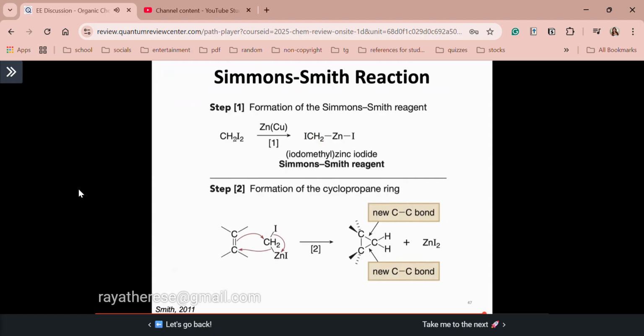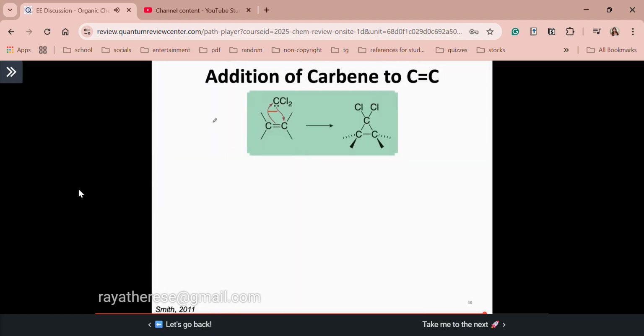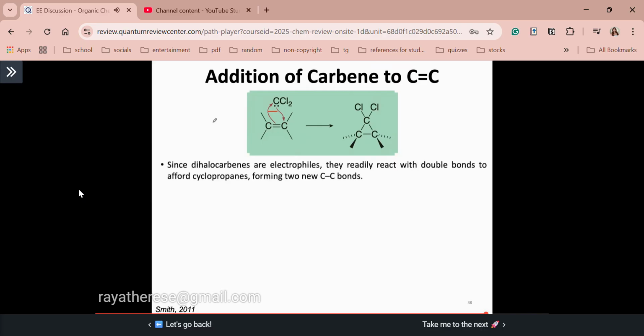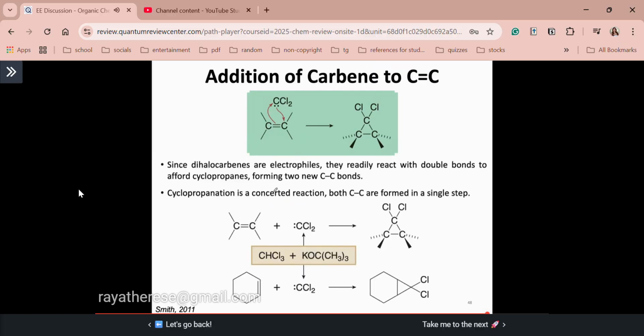Class, it's similar if you have a dihalocarbene. Here it's very obvious that we have a carbene in our nucleophilic attack. This is a simultaneous reaction, a concerted mechanism, in order to form two new carbon-carbon single bonds. So, again, emphasis on the concerted reaction mechanism. Our product is again cyclopropane.